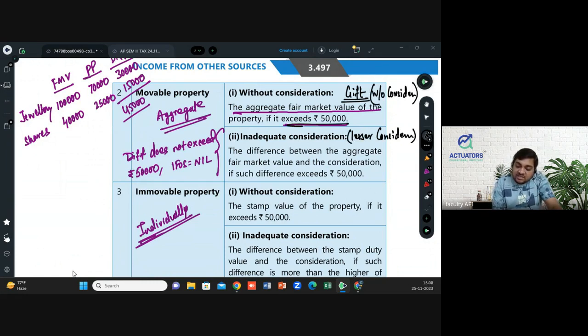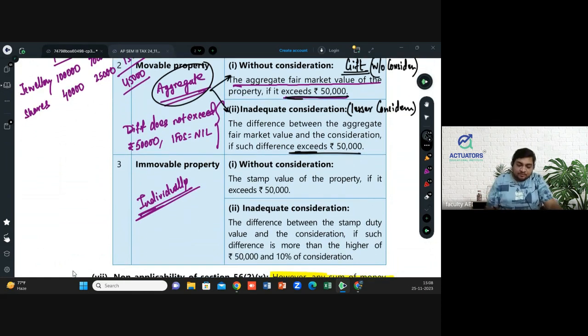For this 50,000 separate we have, for this 50,000 separate we have. Because whatever gift of movable property you have received, its aggregate we will see. Whatever movable property we have purchased for lesser consideration, its aggregate difference we will see. These are two categories. For this a separate 50, for this a separate 50. Same is with immovable property. Gift also 50. This is also 50. But individually, not aggregate.